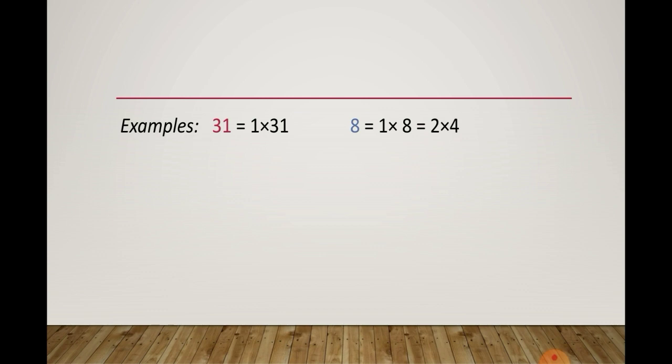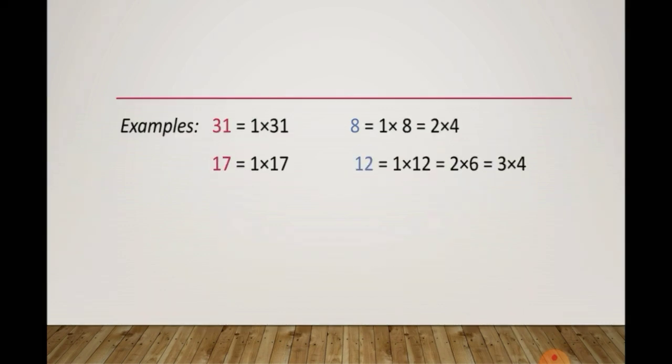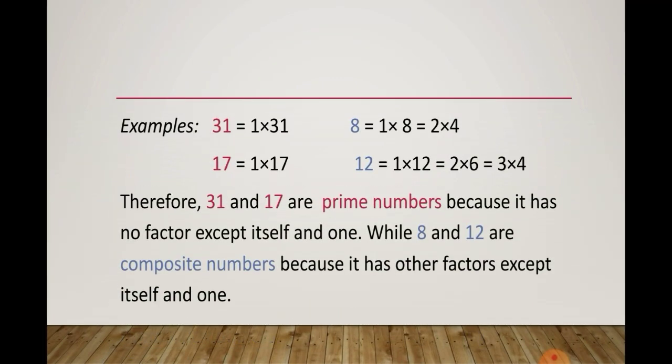We have here examples: 31, 8, 17, and 12. 31 and 17 have one pair of factors, while 8 and 12 have 2 or more pairs of factors. Therefore, 31 and 17 are prime numbers because they have no factor except itself and 1, while 8 and 12 are composite numbers because they have other factors except itself and 1.